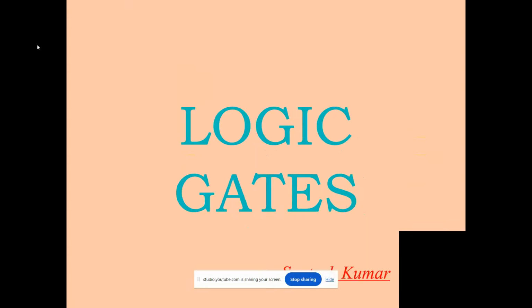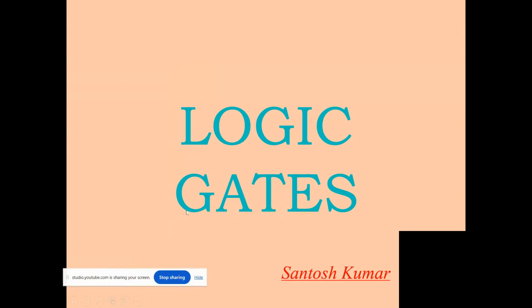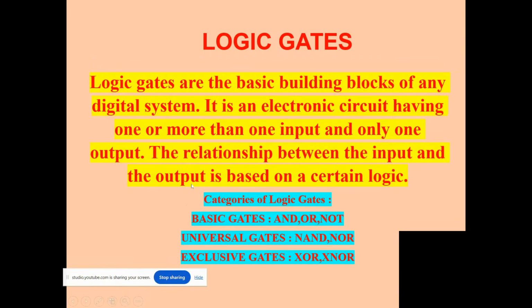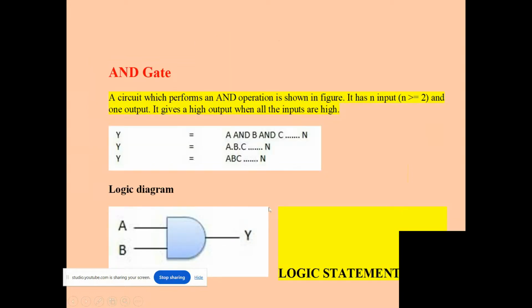Now, as I have told you multiple times, logic gates are the basic building blocks of any digital system. We have 3 categories of logic gates. It is an electronic circuit having one or more than one input and only one output. Basic gates: AND, OR, and NOT. Universal gates: NAND and NOR. Exclusive gates: XOR and XNOR.